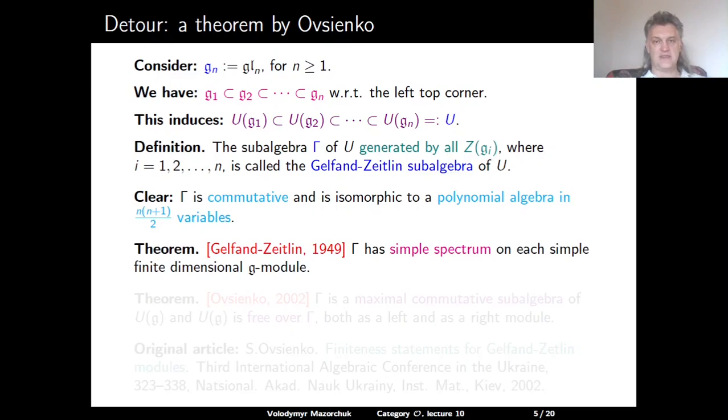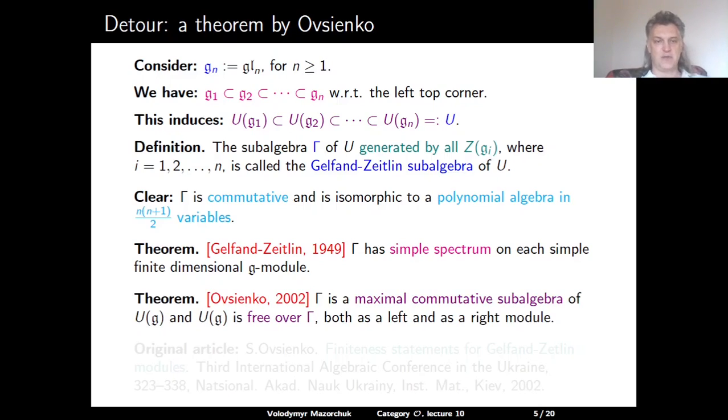The name Gelfand-Zeitlin subalgebra for gamma comes from the following theorem by Gelfand and Zeitlin from 1949, that gamma has simple spectrum on each simple finite-dimensional G module. So this means that each simple finite-dimensional G module has a basis which consists of common eigenvectors for elements in gamma. Moreover, the corresponding common eigenvalues are different for different elements in this basis.